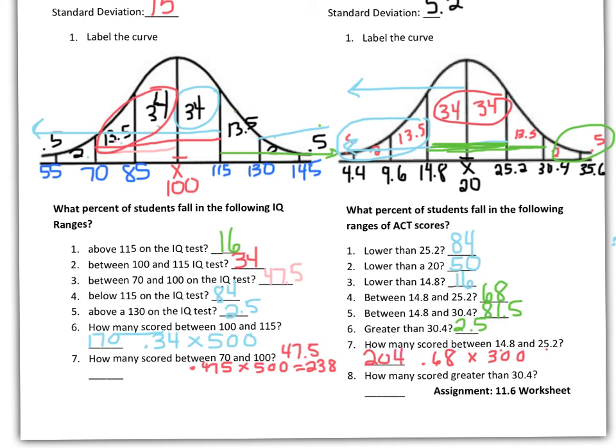And last but not least, how many kids scored greater than a 30.4? Well, that's a pretty hard score to get, so not that many. You figure out the percent of kids who scored greater than a 30.4, and that's 2.5. So we take the 2.5 and change that to a decimal by moving it 2 places. So it will be 0.025 times the 300 people who took the test. And when you do that, you get 7.5, or you can just round it to 8.